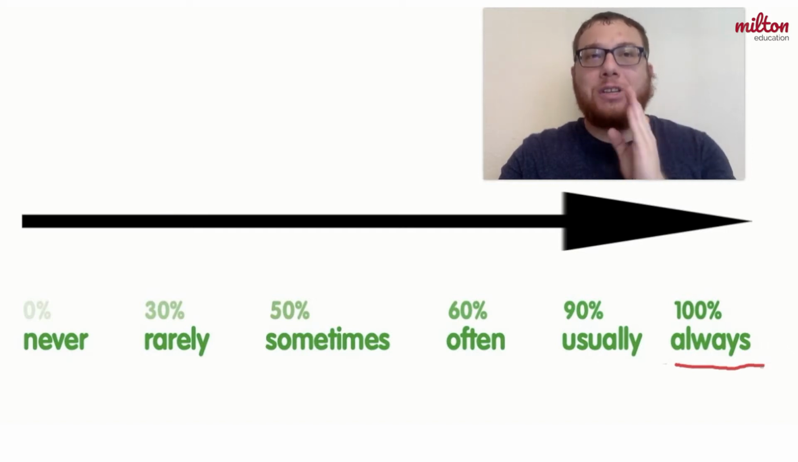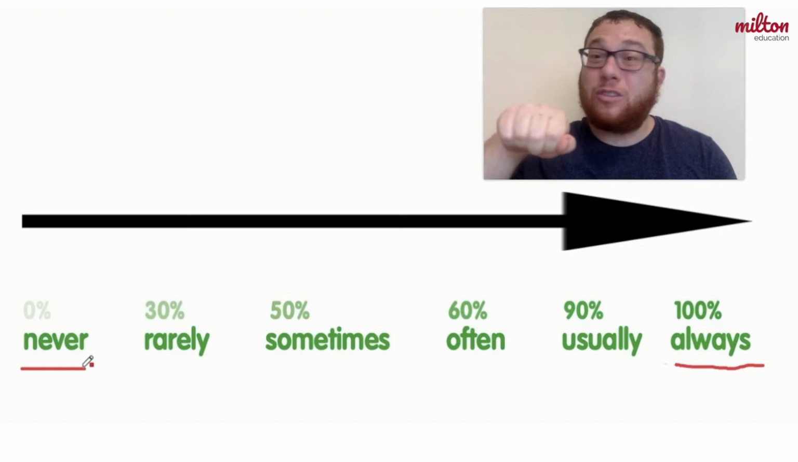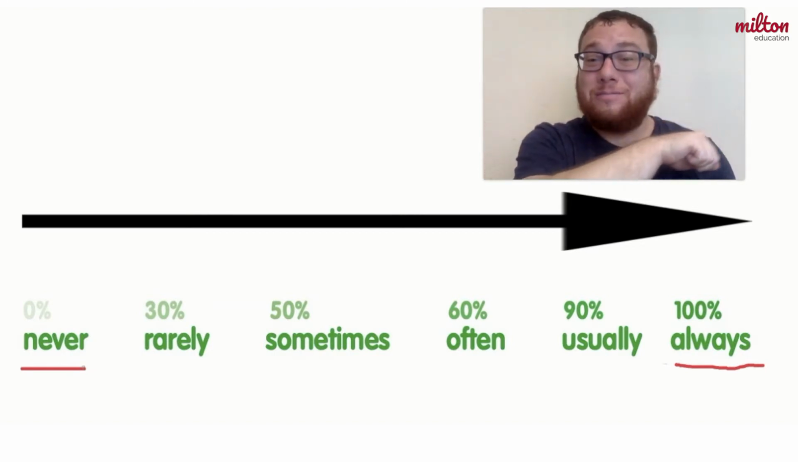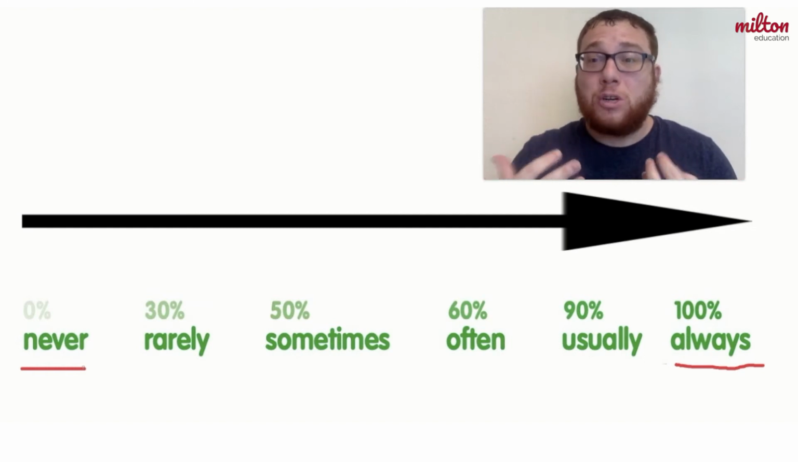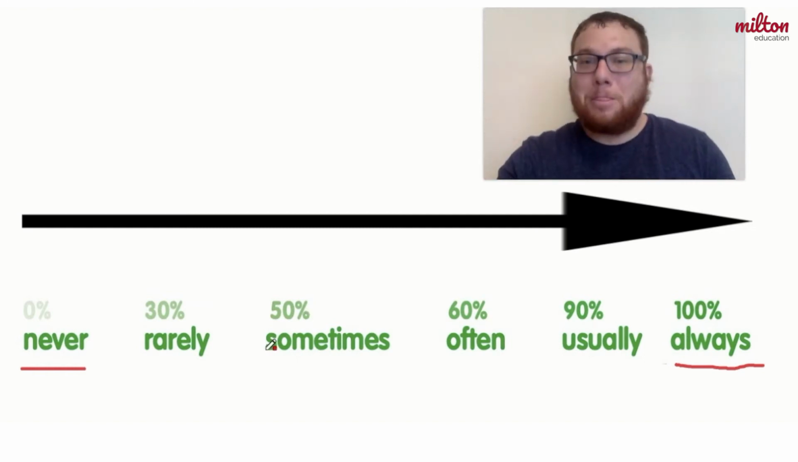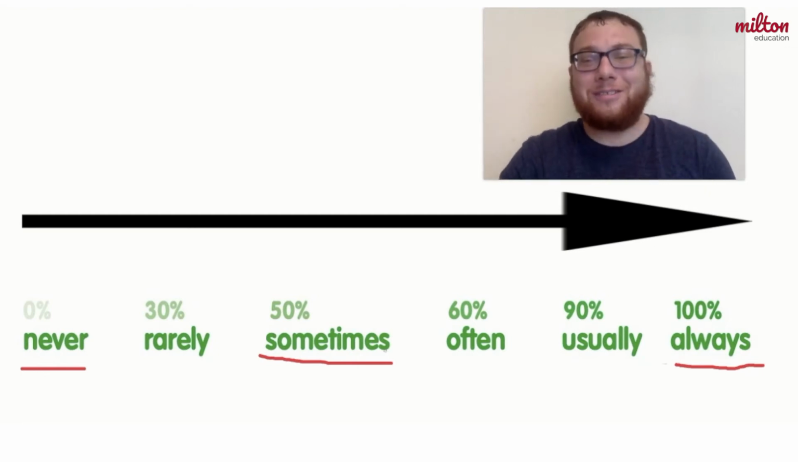For example, in my case, I always do the dishes. I always do the dishes every time I finish eating. Of course, there are some other chores that I never do. I never iron my clothes. And obviously, there are some chores that we do sometimes. I sometimes sweep the floor. I only do this when the floor is dirty.